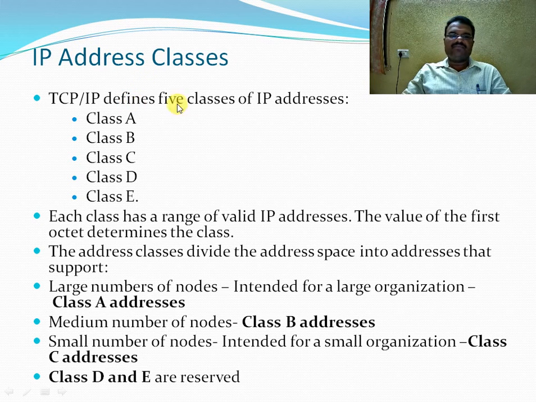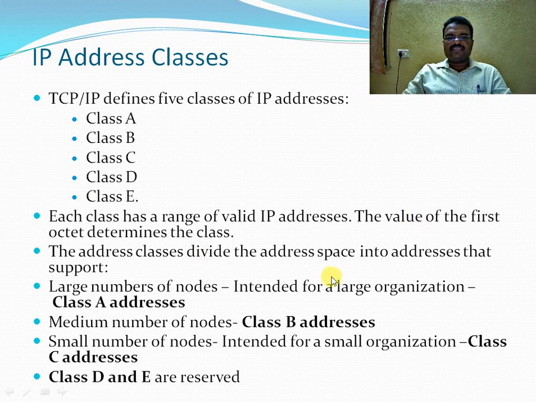TCP/IP defines 5 classes of IP addresses: Class A, Class B, Class C, Class D, and Class E. So there are 5 classes. Each class has a range of valid IP addresses. The value of the first octet determines the class, so we can identify the class by seeing the value of the first octet.